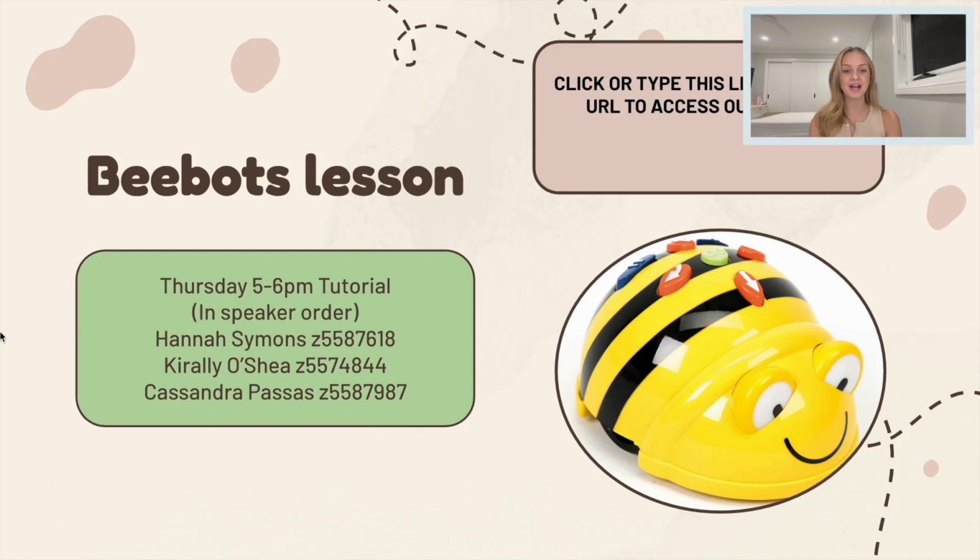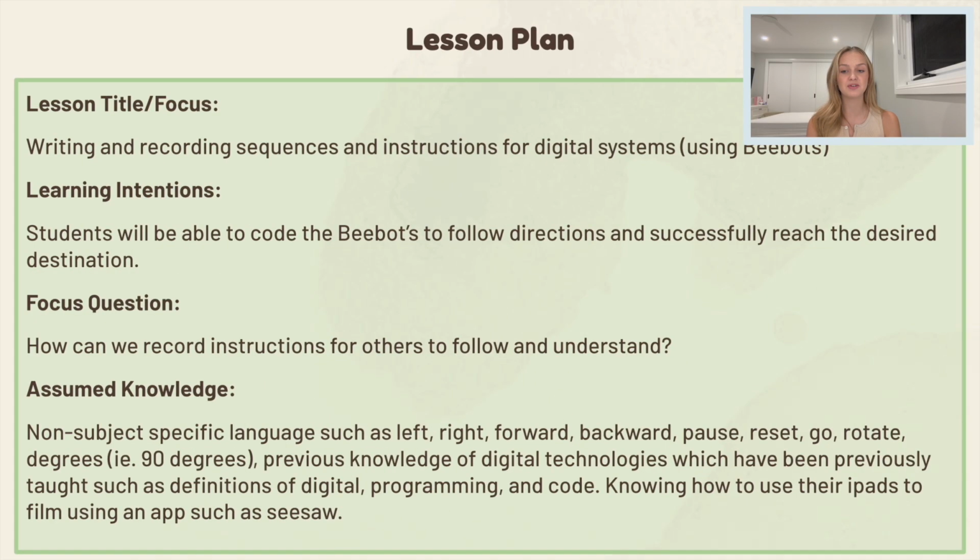This lesson has been created for a Year 1 classroom following the New South Wales Science and Technology K-6 syllabus from 2017. This lesson's title and focus is writing and recording sequences and instructions for digital systems using technology called B-bots. The learning intention for this lesson is that students will be able to code the B-bots to follow directions and successfully reach their desired destination, with the focus question being, how can we record instructions for others to follow and understand?